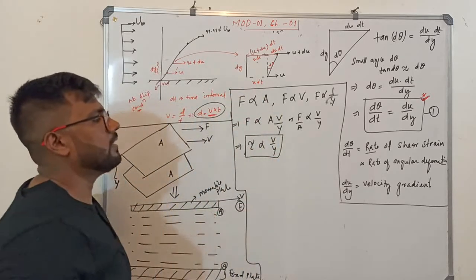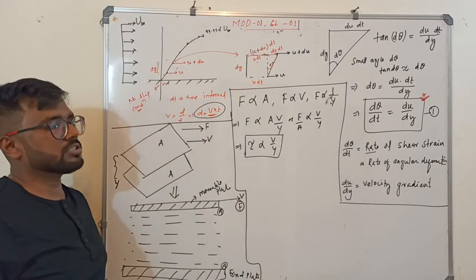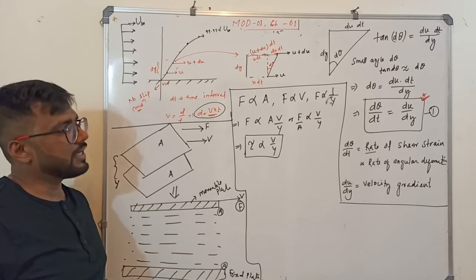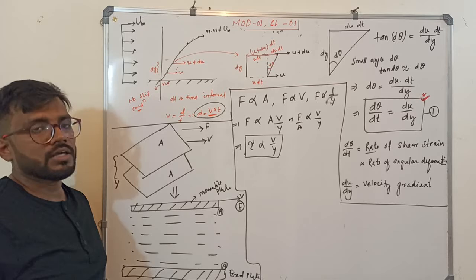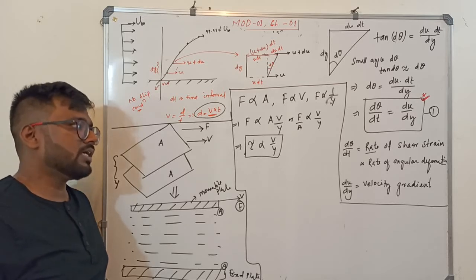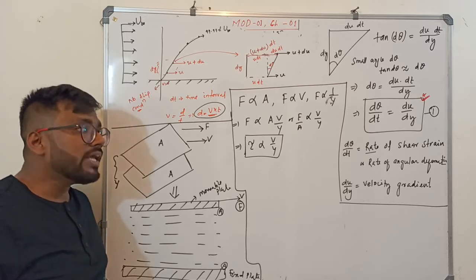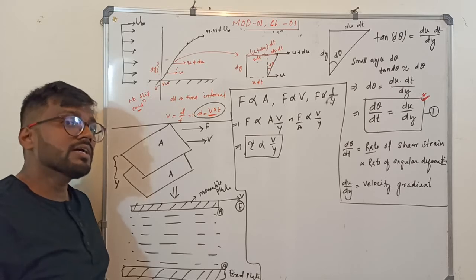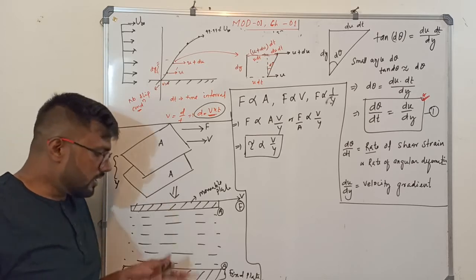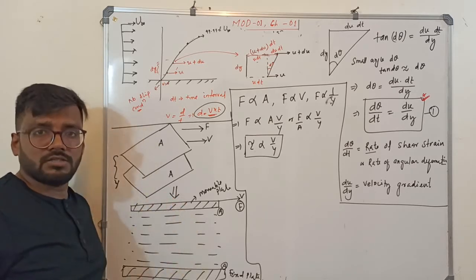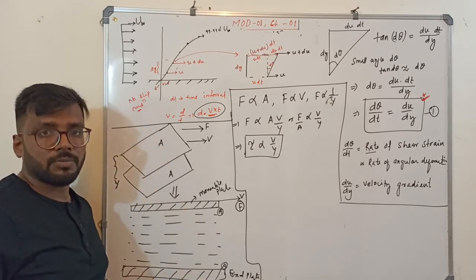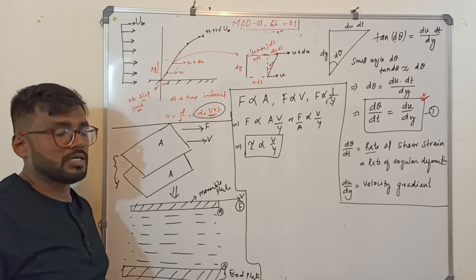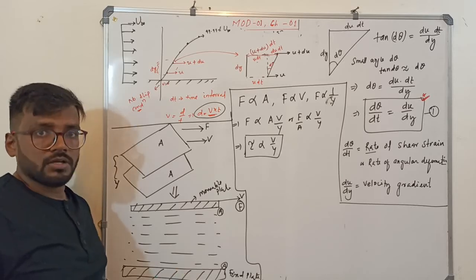What is this shear force per area? It is nothing but shear stress, which is directly proportional to V by Y, where V is the velocity at which the plate is moving, and Y is the depth, or the perpendicular distance between the two plates at any given point. Understood?